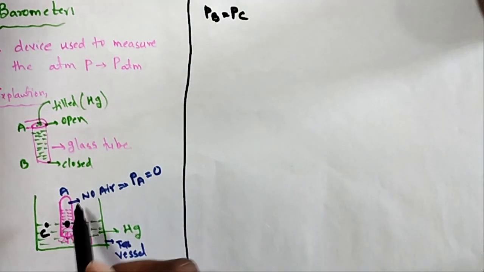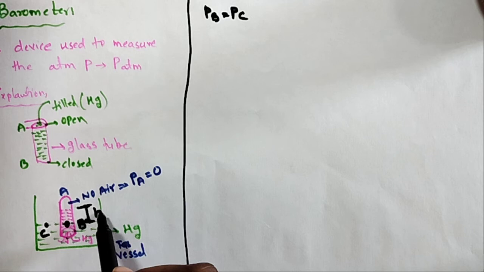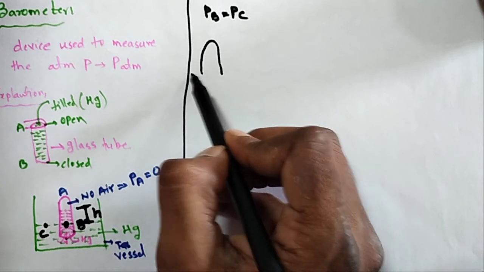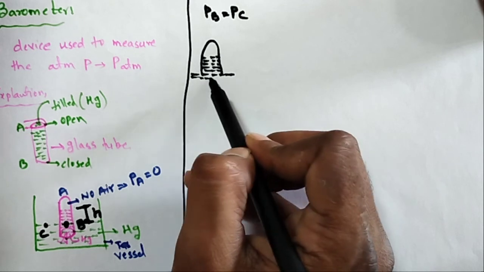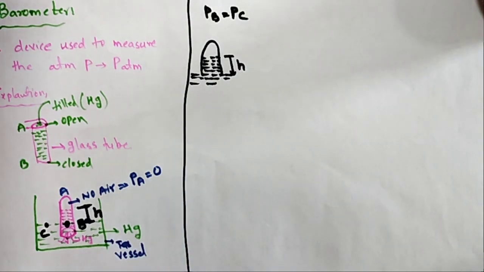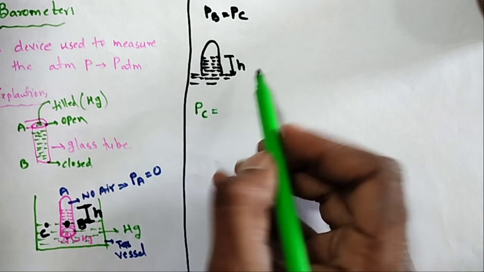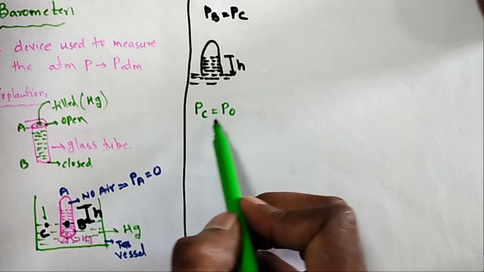The height from the top of the Hg inside the tube to the surface, I call small h, where h is equal to height. This is the actual Hg inside the tube. So the height is h. Here I am taking pressure at C, Pc, equal to P naught, because direct atmospheric pressure is acting. So Pc is equal to P naught.